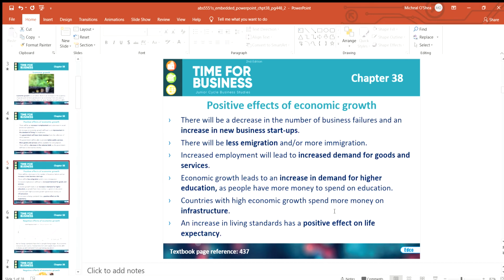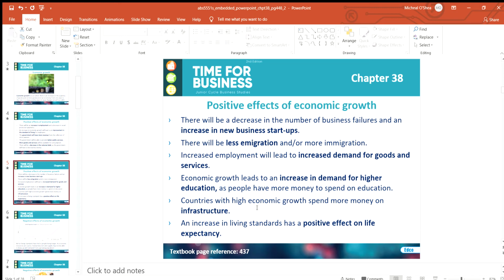So these are other positives from economic growth increasing. New business startups, basically there's more business, there's less emigration, because there's less people leaving the country. More immigration would be more people coming in looking for a job, and generally more jobs available for those people and more spending. Increased employment will lead to increased demand for goods and services, because you've more money, you'll buy more goods and services. Generally when economic growth goes up, everybody has a little bit more money. There's an increased demand for higher education because more people have money to spend on things like college tuition fees.